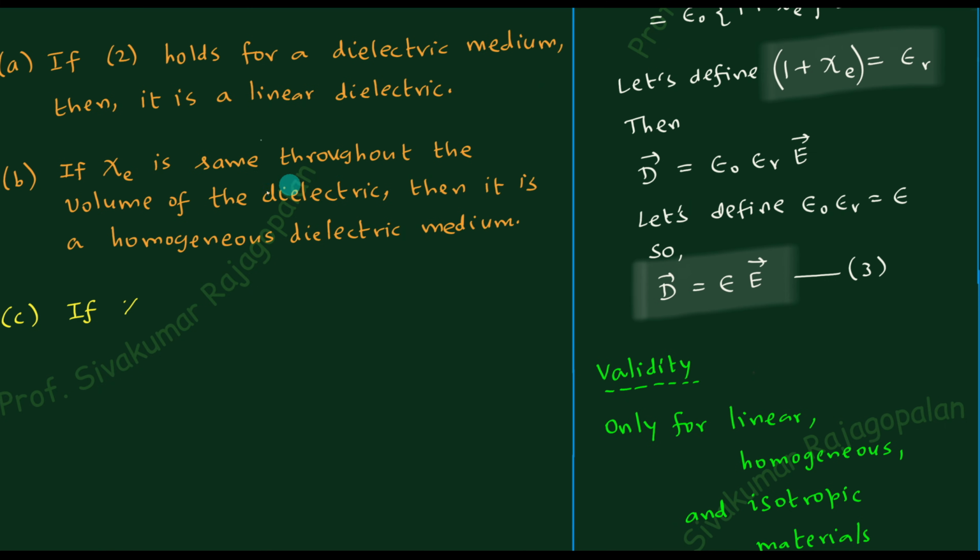So the chi should have the same value in the interior of the dielectric, wherever be the case. Okay, that's the meaning. So that is why we say it is throughout the volume. So these two things are quite simple. Now the third one that I'm trying to write down is regarding the isotropy and anisotropy nature.